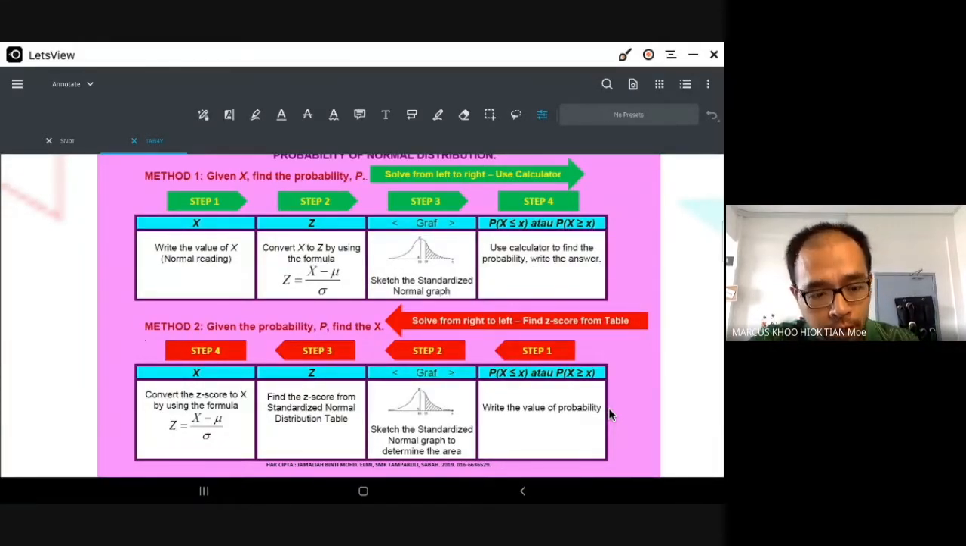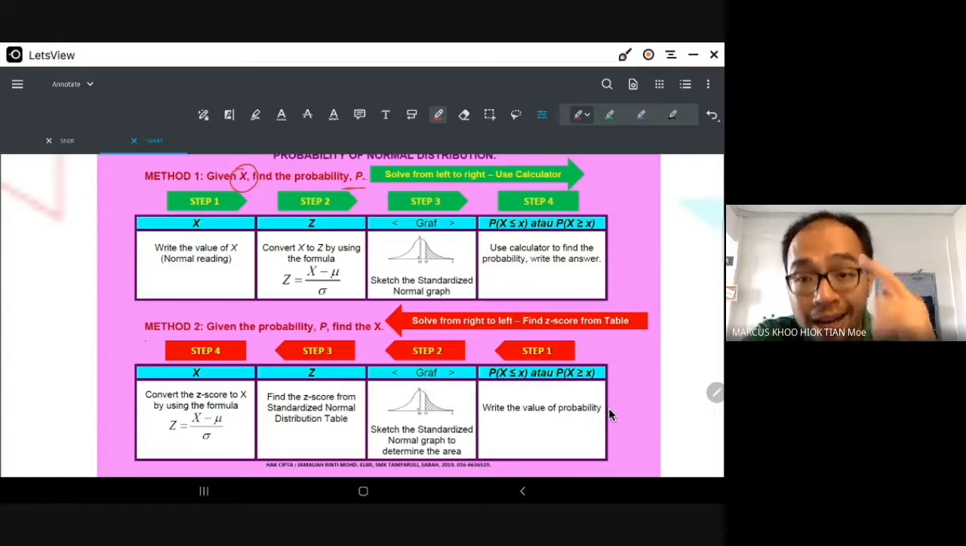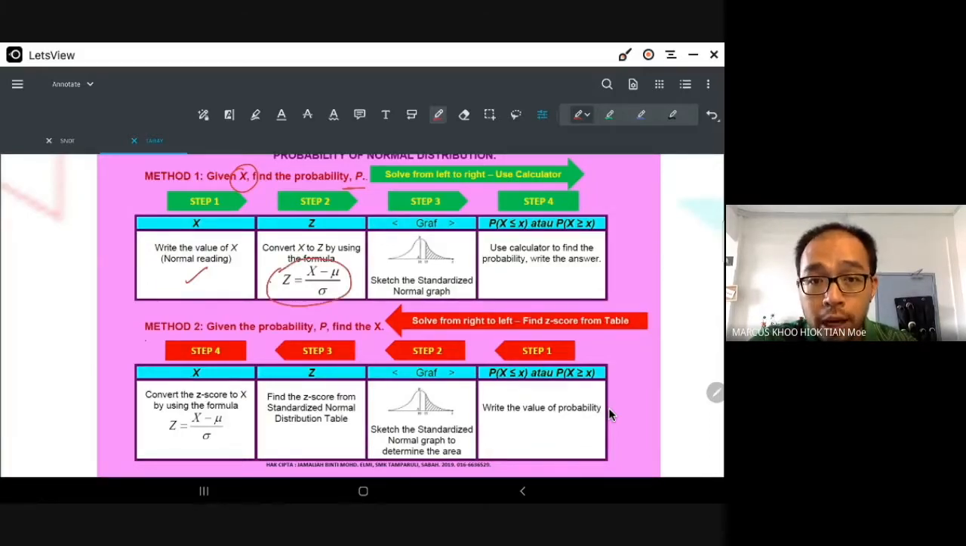Okay, so there are two ways to use this method. The table is the same table. Number one is if you are given the value of x and you want to find the probability. Okay, so in the x column you write the value of x. In the z column you convert it by using the z conversion formula. I taught you this last week. Thirdly, you sketch the standardized normal graph.